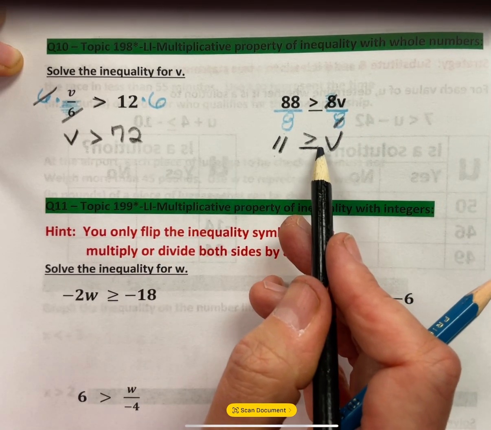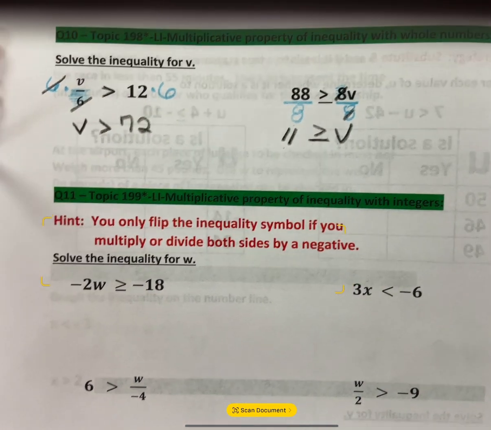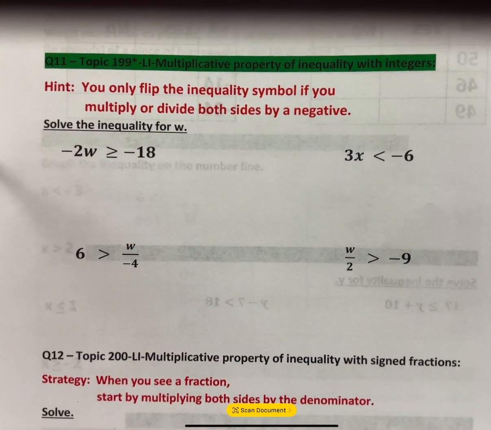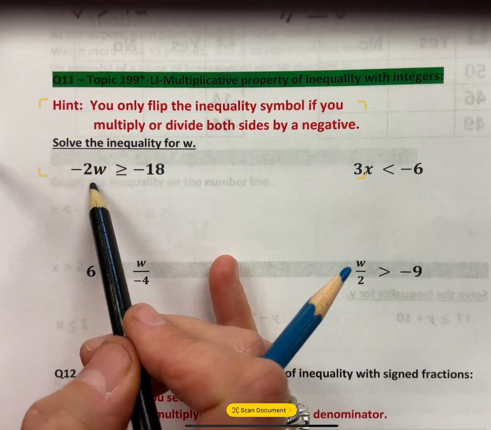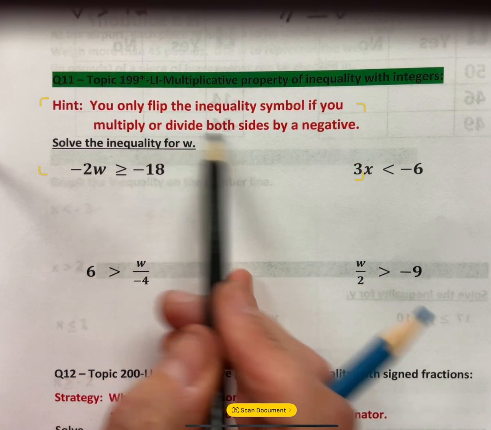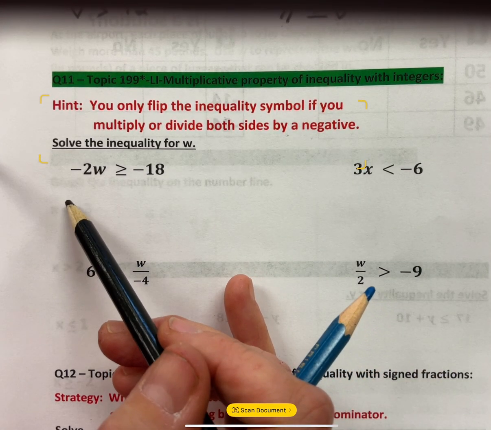In both of these cases, we multiplied and divided by a positive number. In the next topic, the only difference is you want to make sure that if you multiply or divide both sides by a negative number, that you flip your inequality symbol over.